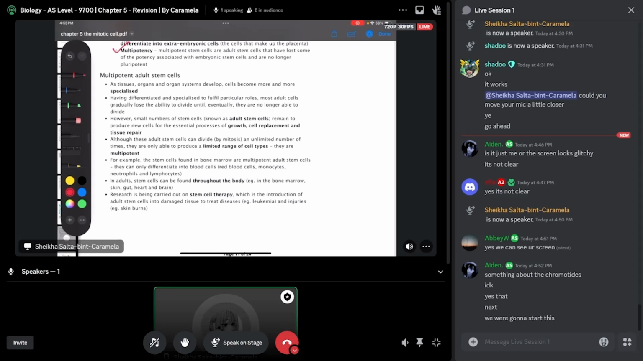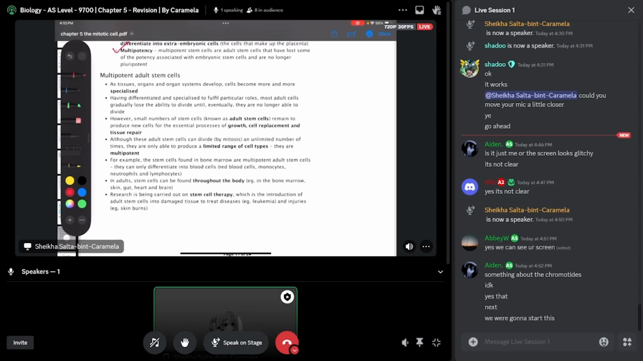For example, the stem cells found in your bone marrow are multipotent adult cells. They differentiate into blood cells, which include red blood cells, monocytes, neutrophils, lymphocytes, and all of these. In adults, stem cells can be found throughout the body. You have stem cells in your bone marrow, skin, gut, heart, and brain, and they each divide as required by the body.